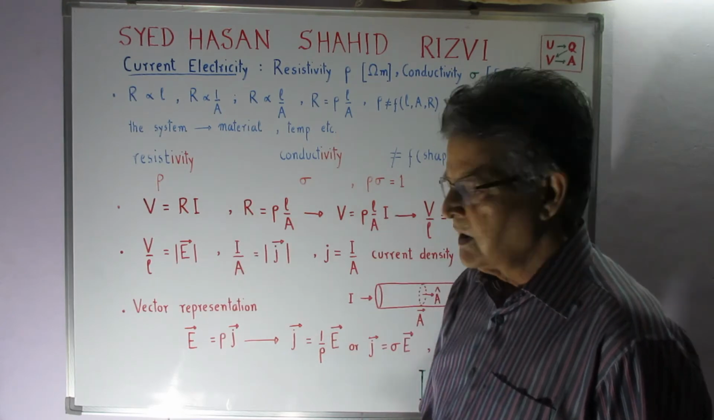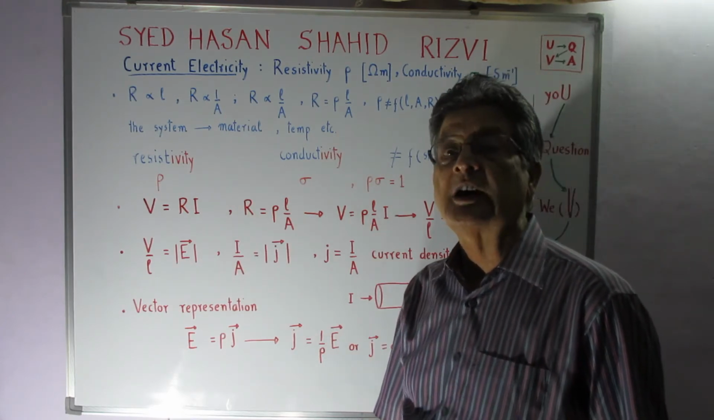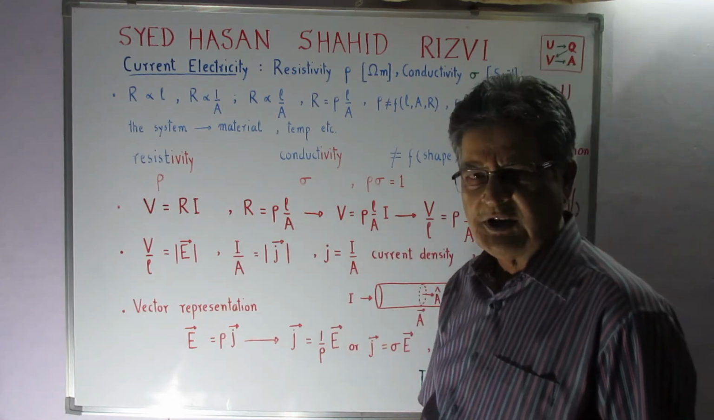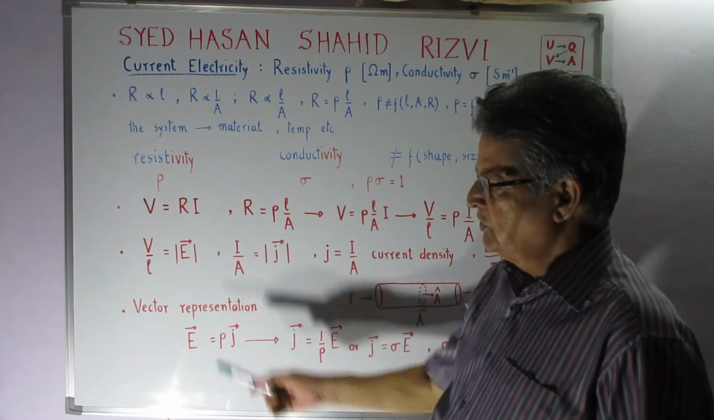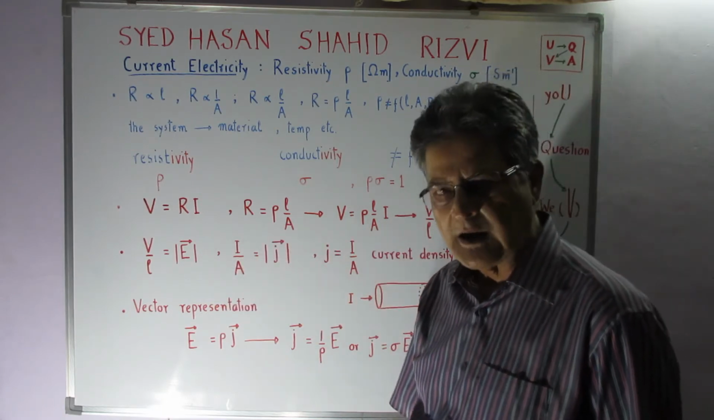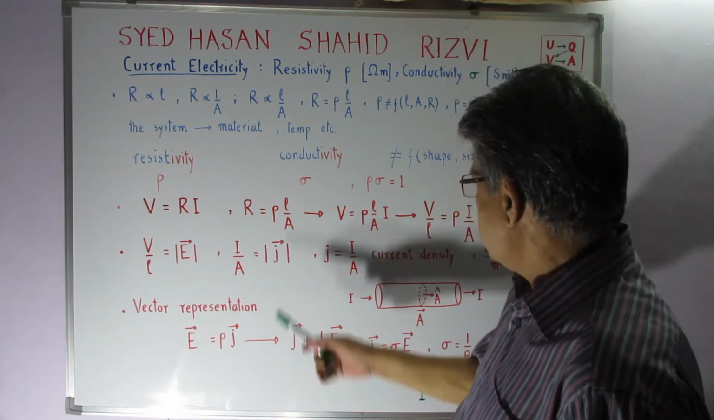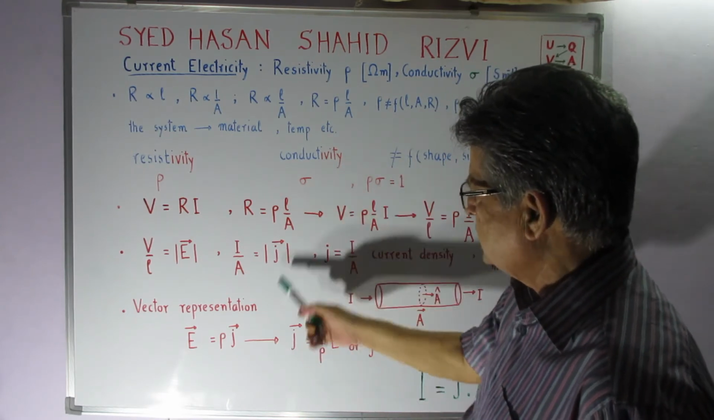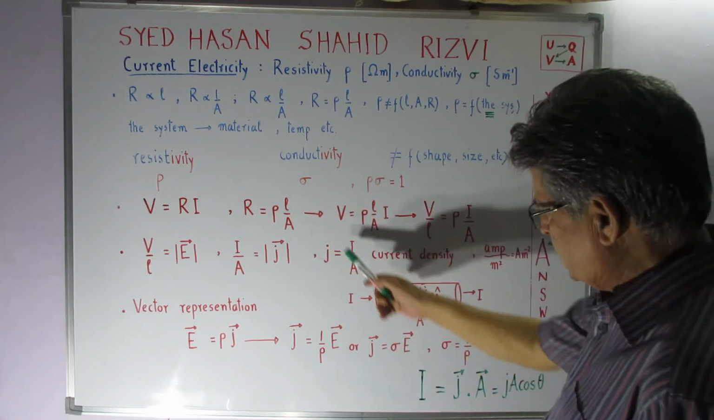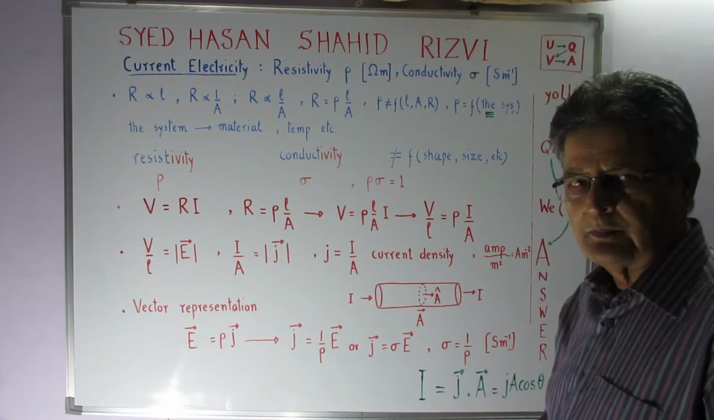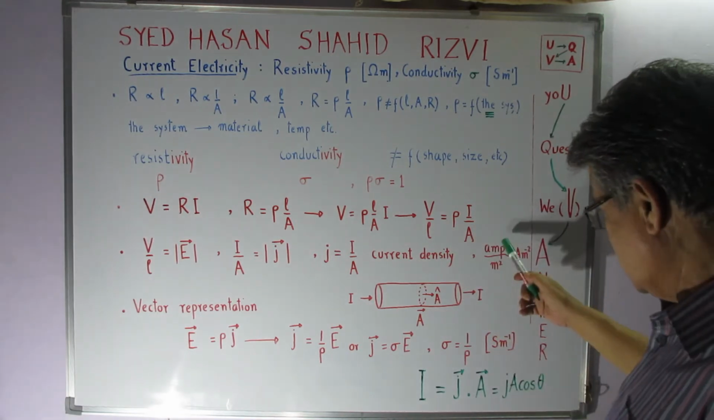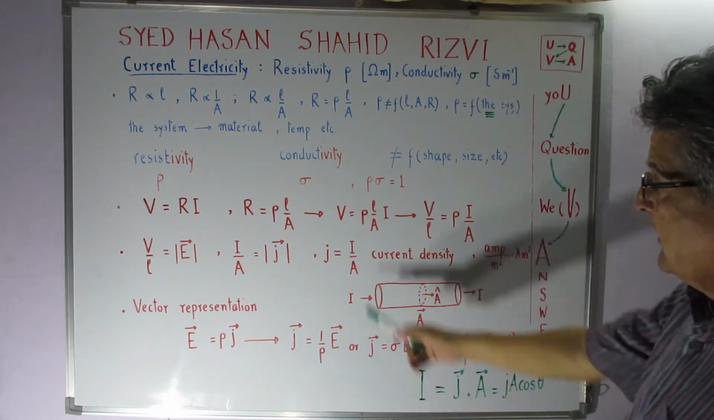V upon L is the potential gradient, how the potential is falling, and it is minus dV/dl. So this is the magnitude of the electric field in the system at that point. And I upon A is defined as the magnitude of something called J. J is a vector and its magnitude is equal to I upon A. This is called current density, measured in ampere per meter square, and the current density is a vector quantity.